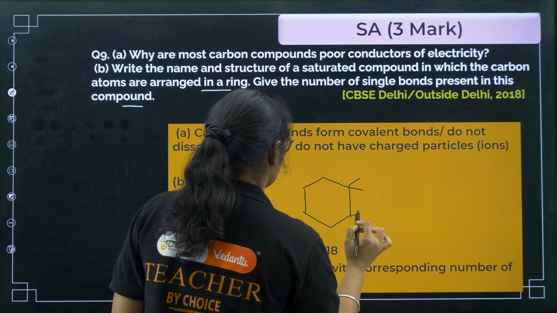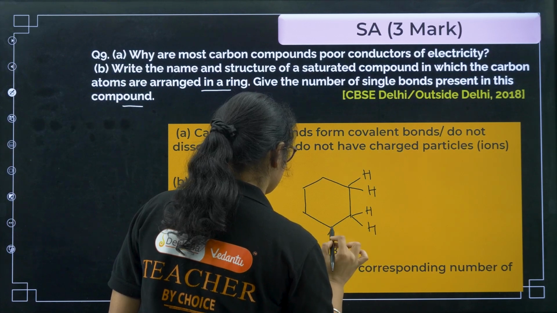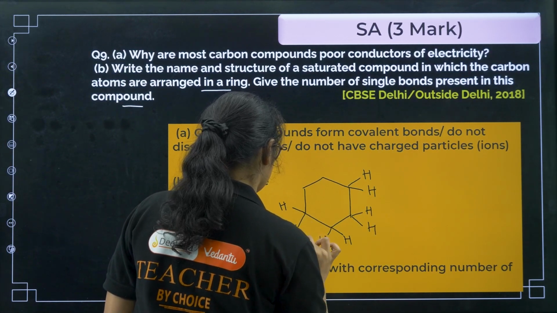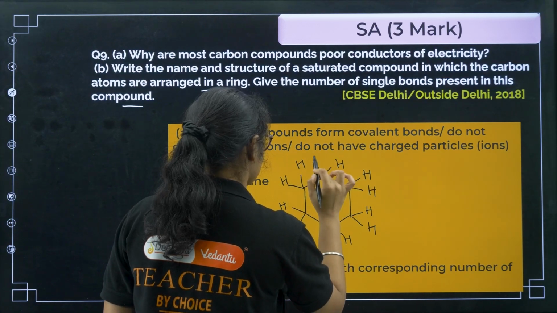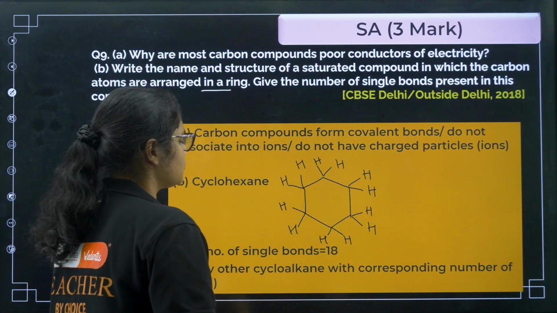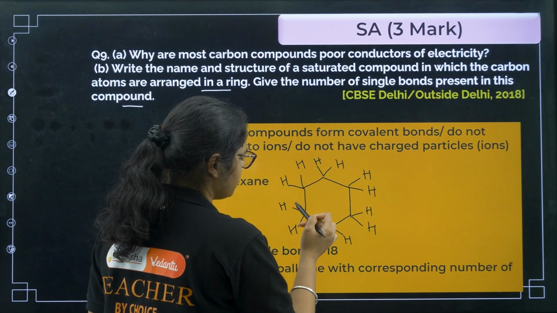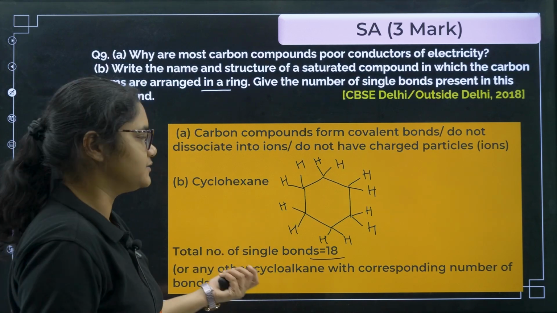Okay, so here all these are H, right? We can add H here. Okay, next, the total number of single bonds: you can see 6 here, 7, 8, 9, 10, 11, 12, 13, 14, 15, 16, and 17, 18. Okay, you can draw any other structure as well.